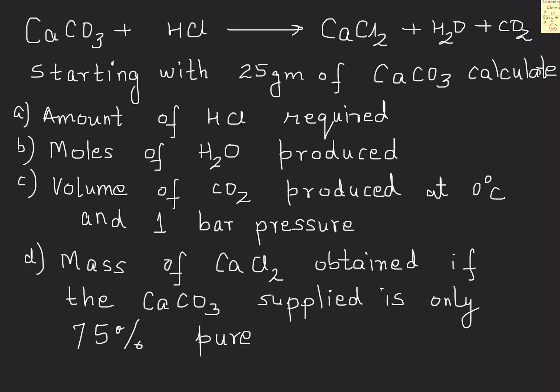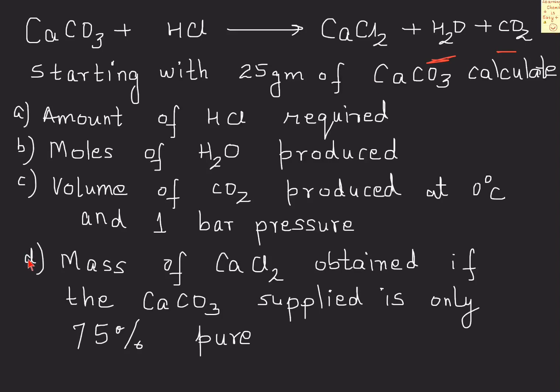Calcium carbonate, limestone, reacts with HCl to give us calcium chloride, water and carbon dioxide. In this question, you have to determine the amount of HCl required, moles of water produced, volume of carbon dioxide produced at 0 degrees Celsius and 1 bar pressure when we start with 25 grams of calcium carbonate.